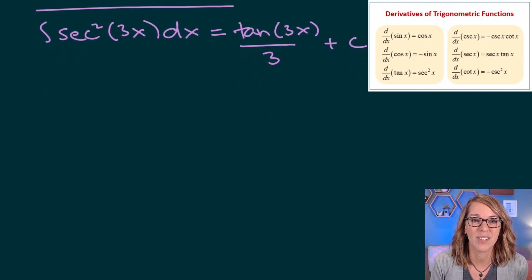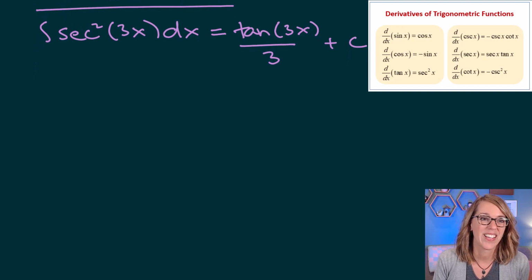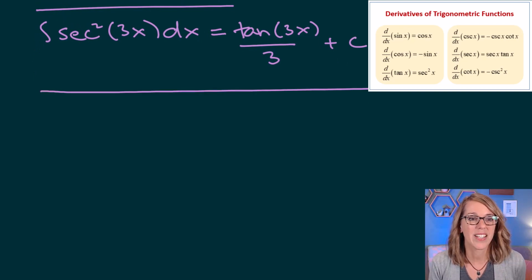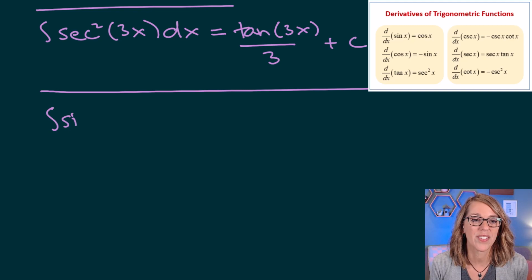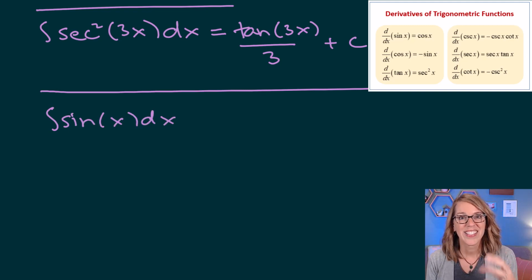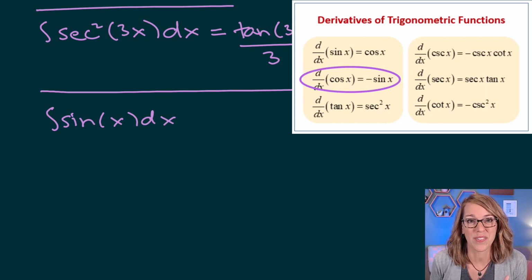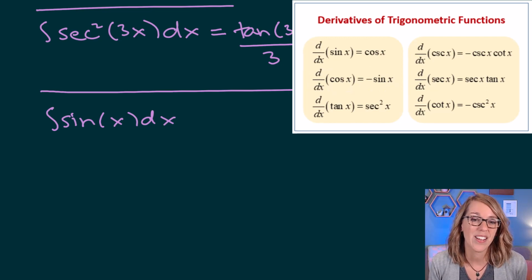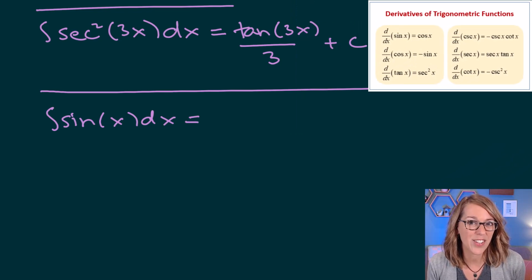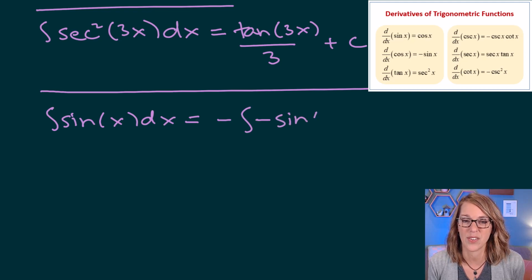Let me move up a little bit more so we've got more room. Here comes another one. This time, let's say that we've got the integral of the sine of x dx. Take a look at that chart of derivatives. Whose derivative is this? Well, it is almost cosine's derivative, but it needs a negative sign. So you could rewrite this with an extra negative sign. I can put a negative sign outside of the integral and a negative sign inside the integral.